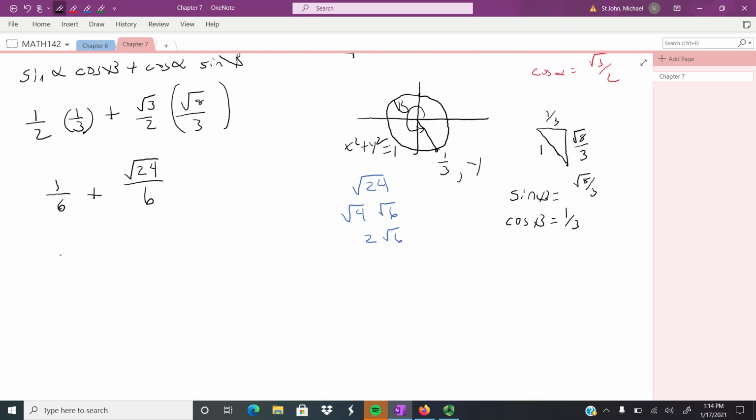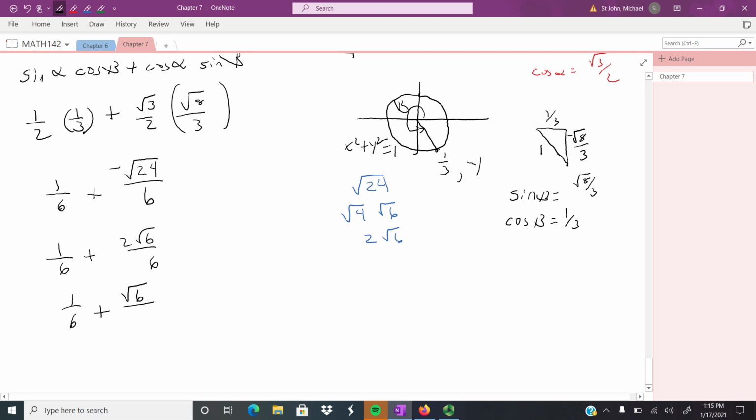So this is going to be 1 over 6 plus 2 square root of 6 over 6. But then, of course, that could be reduced. And so we get the square root of 6 over 3, right? And actually, sorry, that should be a negative. So yeah, this should be a negative because after all, it is down. So this is going to be a negative.